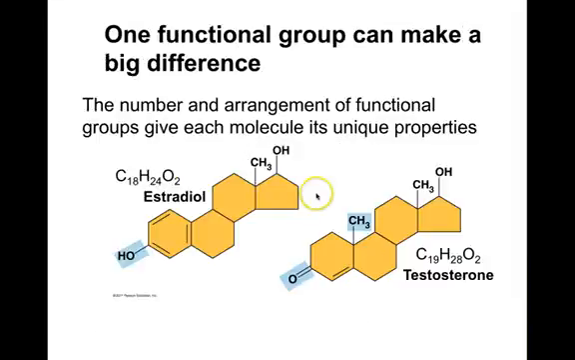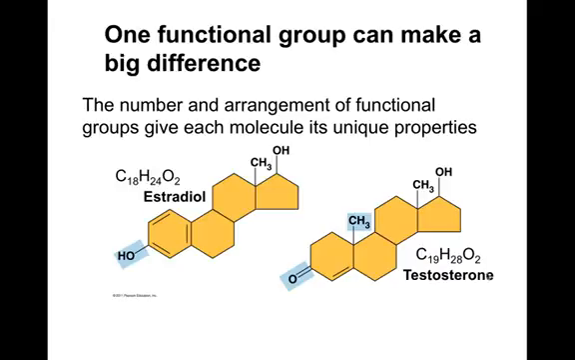So look at this, guys. This is estradiol and this is testosterone. Look at their molecular formula. This is the molecular formula of estradiol. This is the molecular formula of testosterone. Do you think they are isomers? I'm just trying to club the two concepts that we learned earlier.